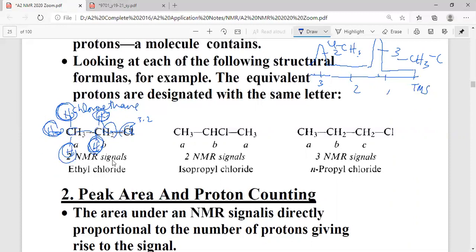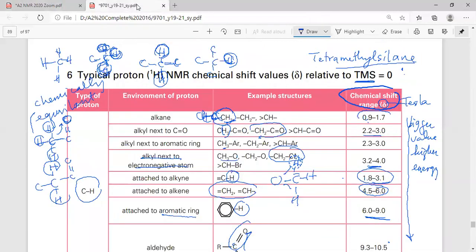Now here, of course, these two hydrogens here are the same because we have the same kind of neighbors. So these two, 6 of them. Of course these 6 will have around the same value like here, right? This one here, CH3, isn't it? But this value here is around 0.9 to 1.7.